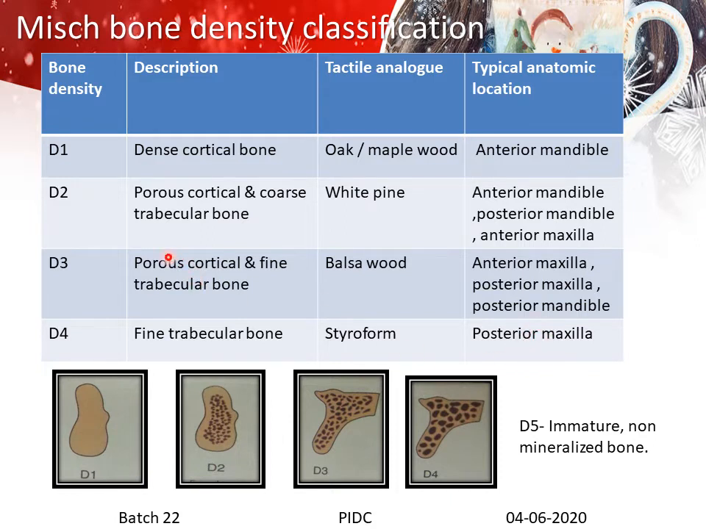So it has been found that D2 or D3 is found to be ideal for placement of your implants, whereas D1 is dense cortical, which has very limited blood supply in that area since it is very dense, and D4 is very fine, and therefore placement of implants is a little difficult. The stability achieved from here is a little difficult. There's another category called D5, the immature non-mineralized bone. So this is present mostly near the newly formed sinus aspects.